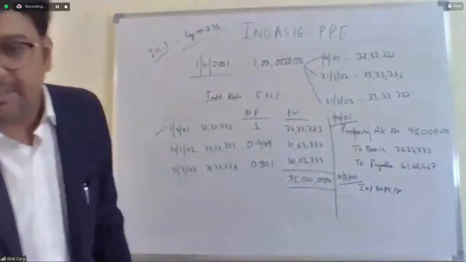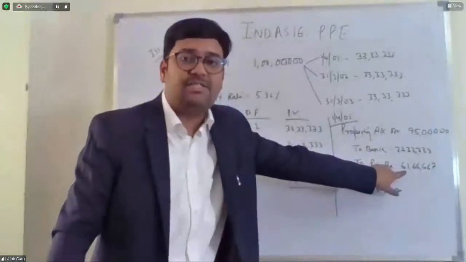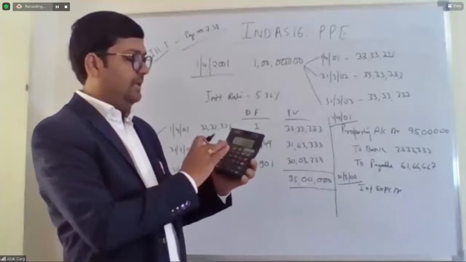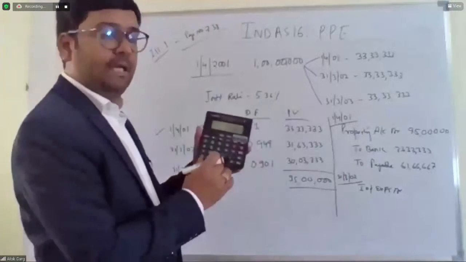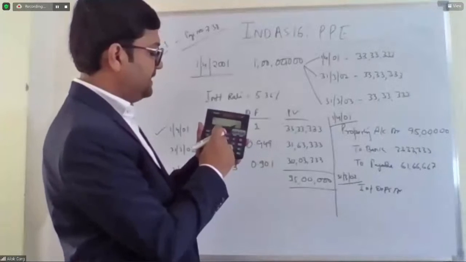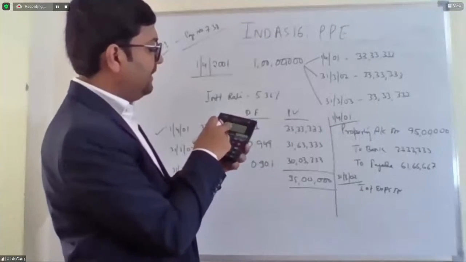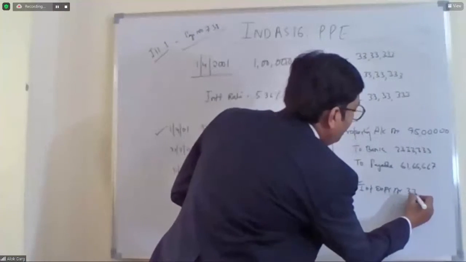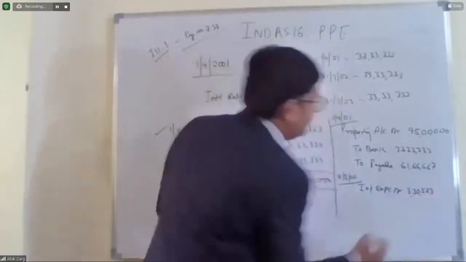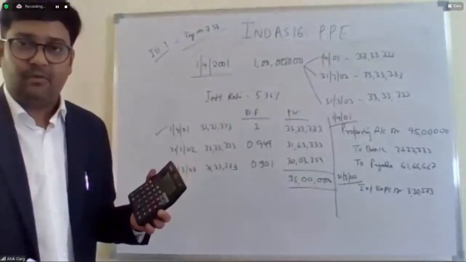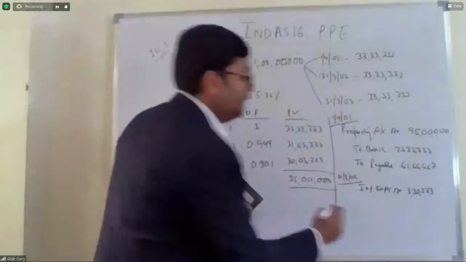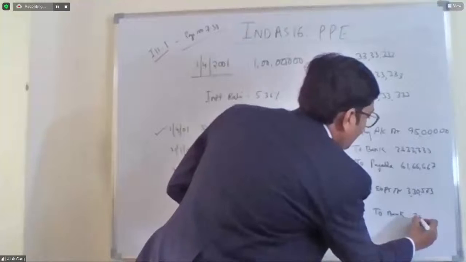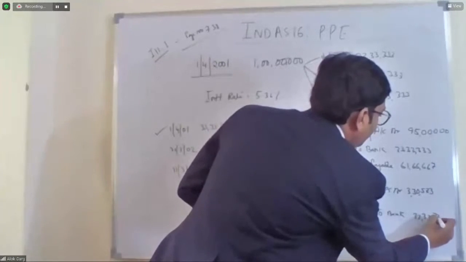How to calculate interest expense? The amount payable is 61,66,667 multiplied by 5.36% for 1 year. It is 3,30,533. So by this amount interest will be debited. To bank will be credited, again the same installment amount 33,33,333.